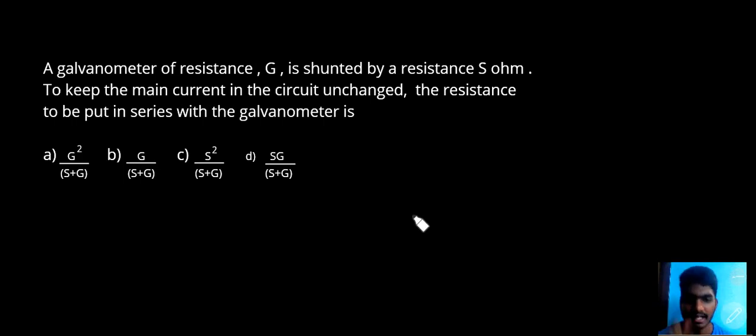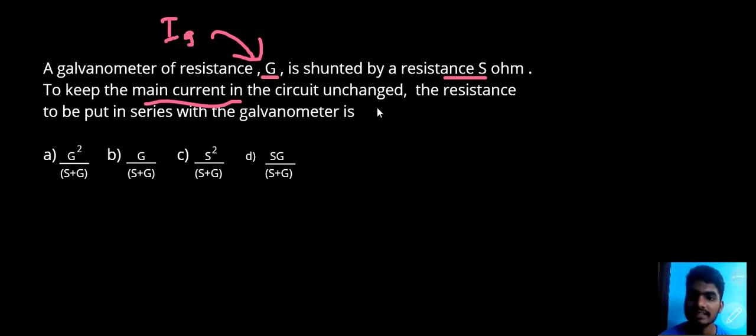Hello everyone. Here the question says a galvanometer of resistance G is shunted by a resistance of S, to keep the main current unchanged. What is my main current? The current received by the galvanometer is called the main current, that is Ig. Let us consider Ig in the circuit unchanged.